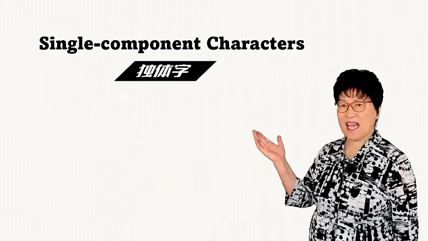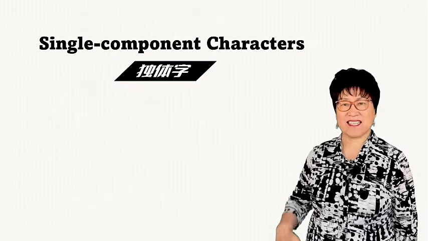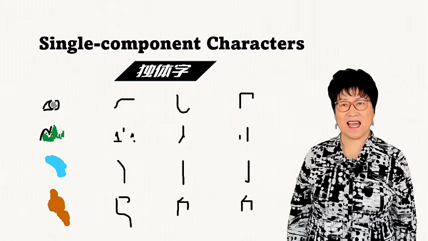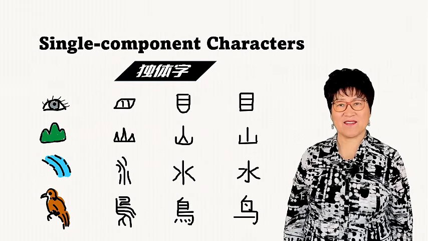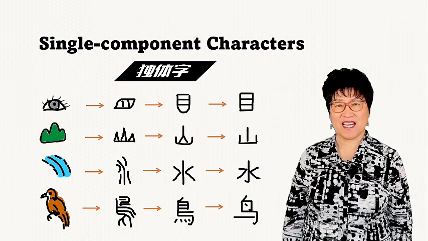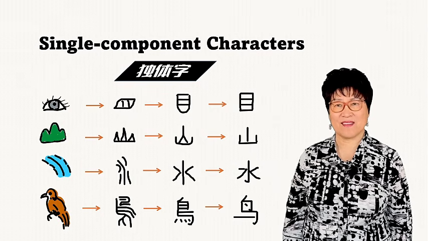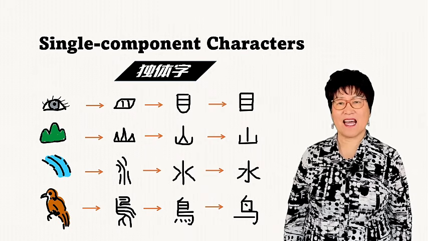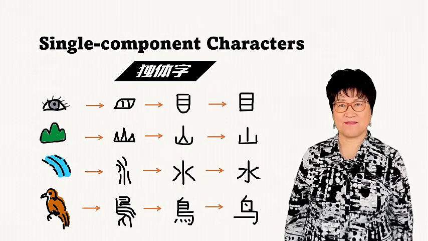The first type of characters is the single component characters, 独体字. They are the oldest characters in the Chinese writing system. Many of them started as a drawing of real things. They cannot be divided into smaller parts. Let's look at some examples.